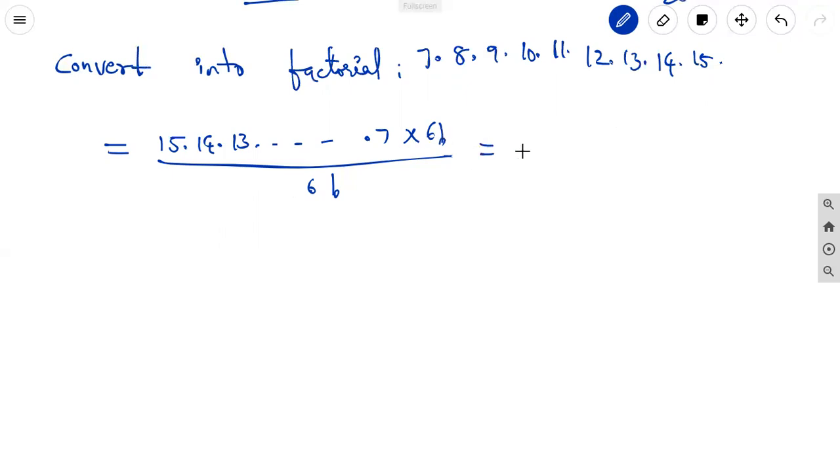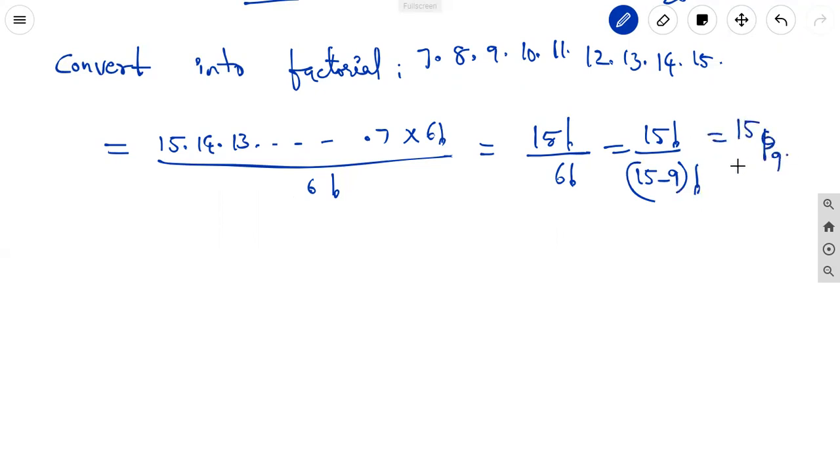This is equal to 15!/6!. It is equal to 15!/(15−9)!, since 15 minus 9 is 6!. That is 15P9. Or, in factorial notation, it is 15!/6!. It's enough.